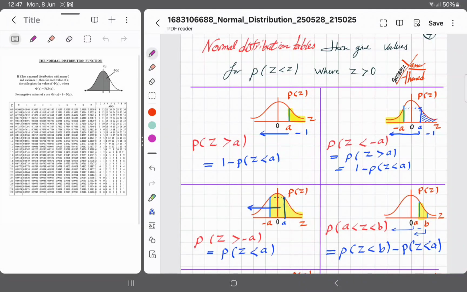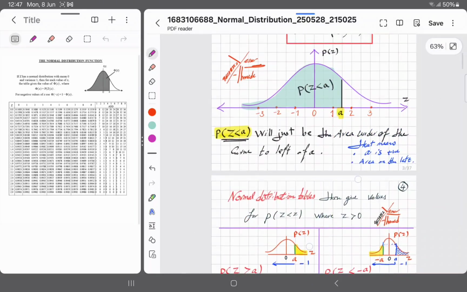Welcome back to our revision in normal distribution. So now everyone knows the standardized normal means z is distributed normally with 0 and 1. So we state that the mean equals 0, the standard deviation equals 1, and the variance is equal to 1.